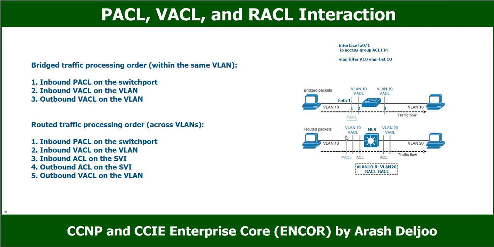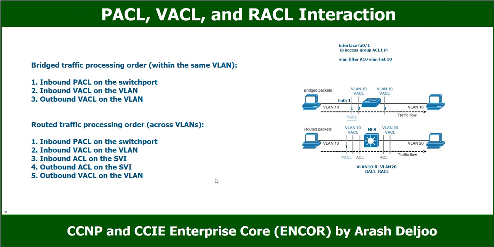Look at here, I configured one PACL, I configured VACL in both VLAN 10 and VLAN 20. I configured RACL, for example, on interface VLAN 10 and interface VLAN 20. What is the order? It is so easy. Look at here again. The first ACL that should check, that should filter traffic, is the PACL. Inbound PACL on the switchport.